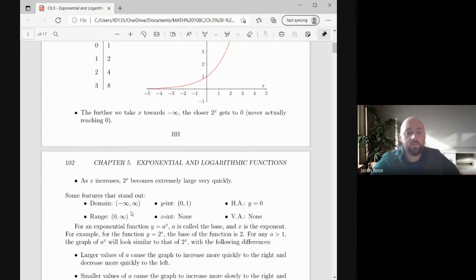And some of the features, I think we mentioned nearly all of these. The domain for exponential functions is minus infinity to infinity, because any number you want, you can plug it into the function and you don't have a problem. All numbers are in the domain for exponential functions.